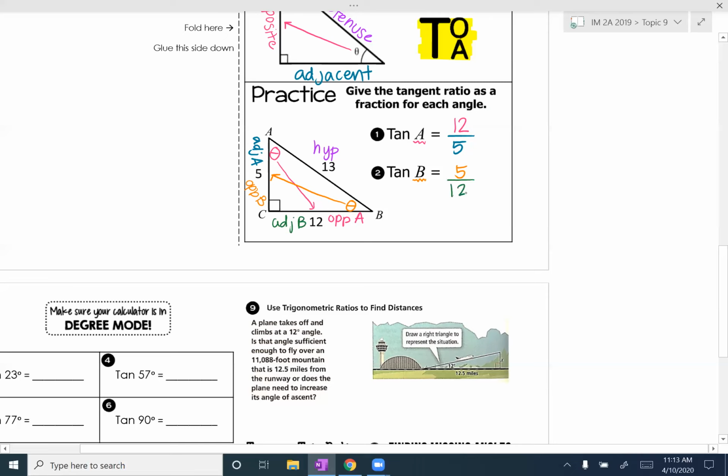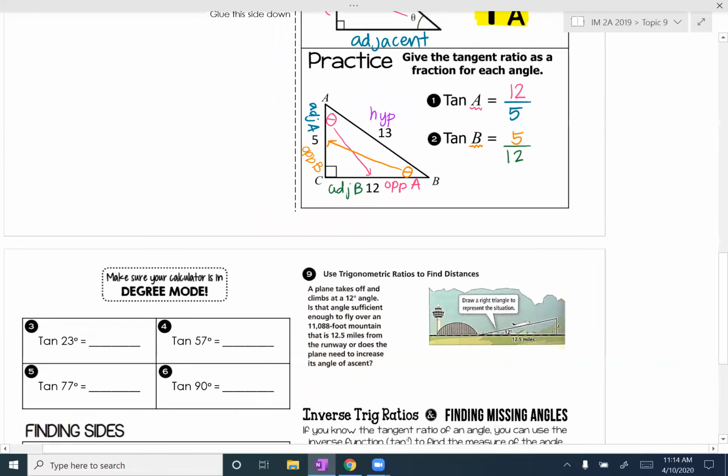So notice that when I switch the angle in the right triangle, that switches where adjacent is and where opposite is, because that's all related to the location of the angle. So that switch only happens when I'm asked about the same triangle and 2 different angles within it. So we'll see this again later when we start to learn the other trig ratios.